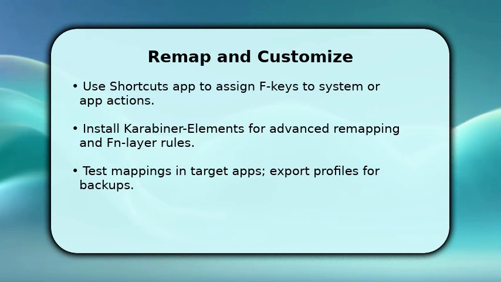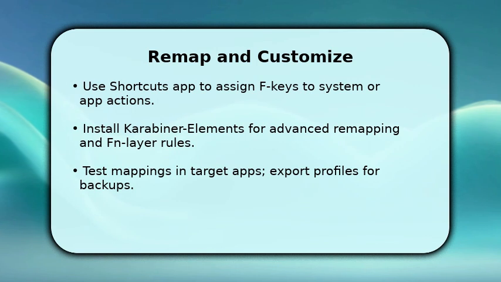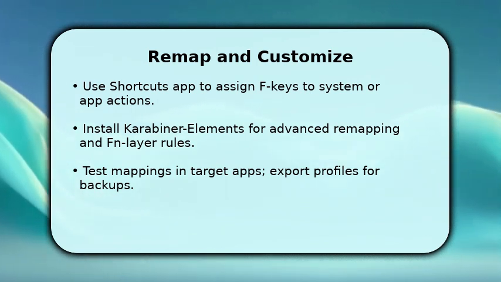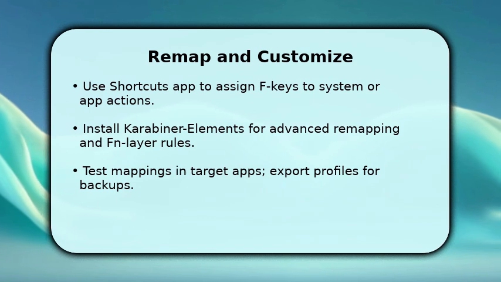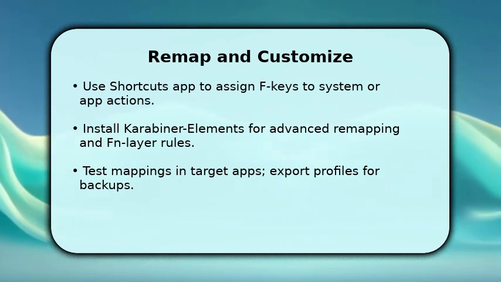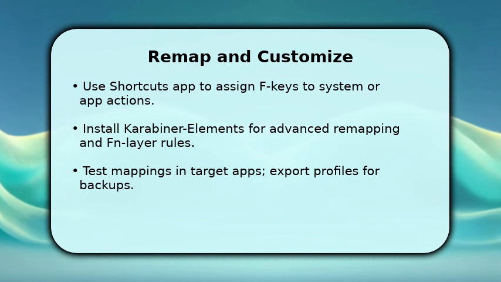Once configured, test each F key inside the app where you'll use it, because macOS sometimes prioritizes media functions. After tests pass, export your mappings so you can restore them quickly on another Mac or after updates. Finish by applying and locking your changes.